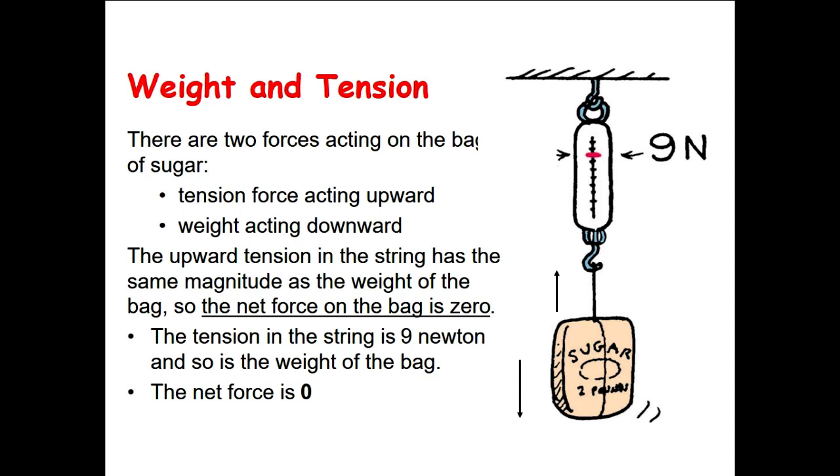In this example, the tension in the string is measured by the scale. The scale is measuring 9 Newton. That's the force of tension. Now, because the force of tension is equal to the force of gravity, that's the weight of the bag, the weight of the bag should also be 9 Newton. The net force is 0 because the two forces are equal and cancel out.